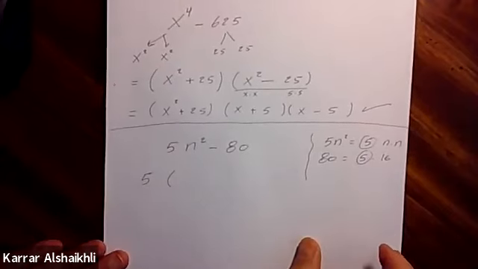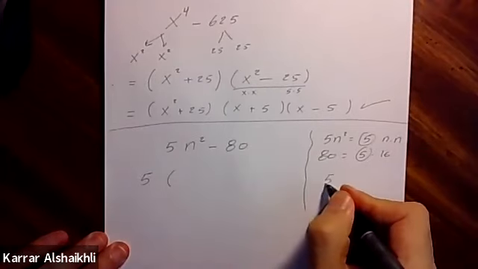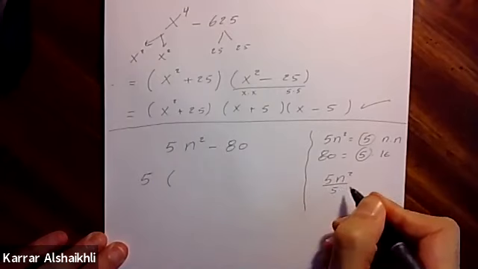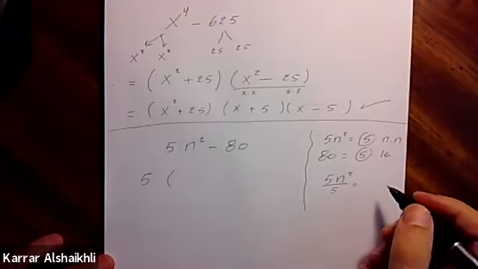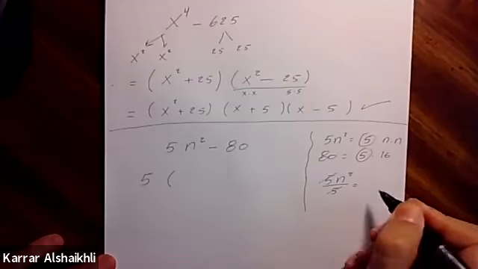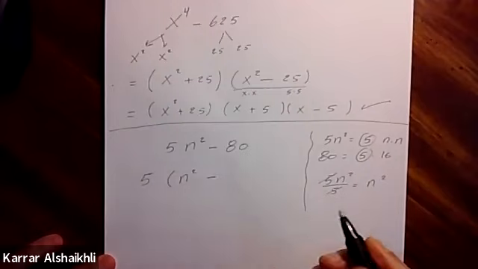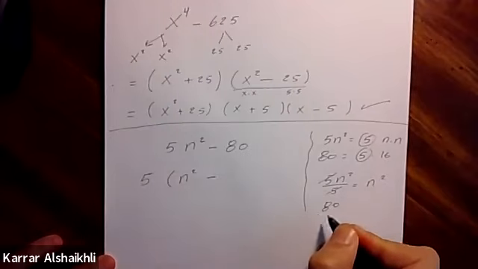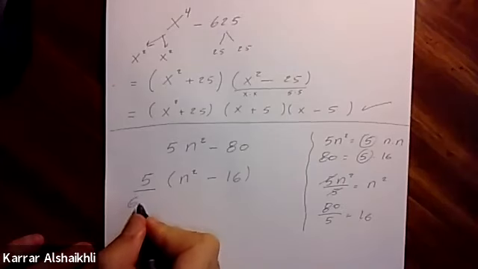Now we're going to start dividing. 5n squared divided by 5. How much is it going to be? n? No. n squared, because you're going to cancel the 5. So the leftover is just n squared. Minus 80 divided by 5 is going to be what? 16. Okay, so this is the GCF.